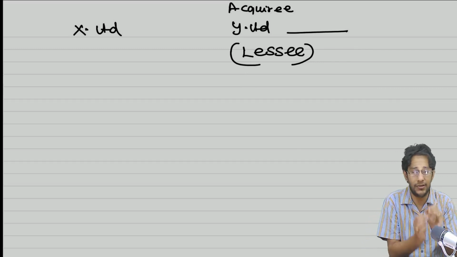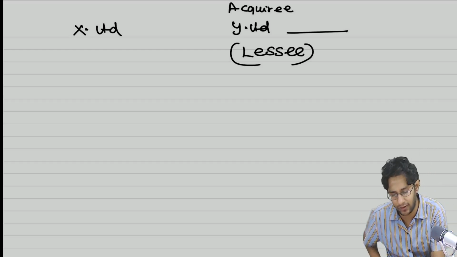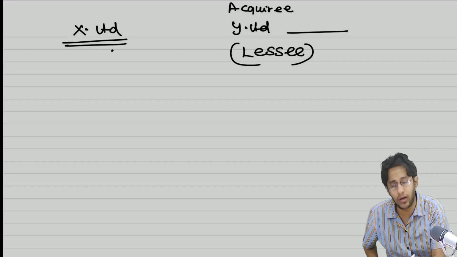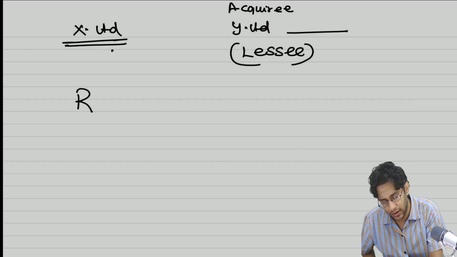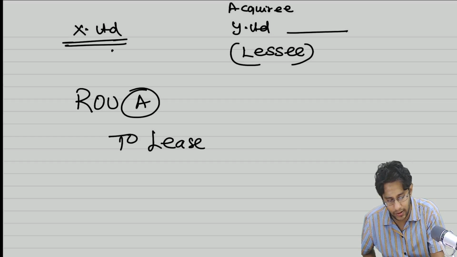Imagine Y Limited is a lessee in a lease transaction. Now Y is acquired by X Limited. So who is becoming the lessee effectively? X Limited is now becoming the lessee. If X Limited is becoming the lessee, what entry should the lessee record in their books? They should record an entry called ROU asset account debit to lease liability.